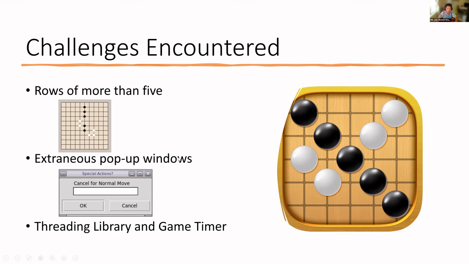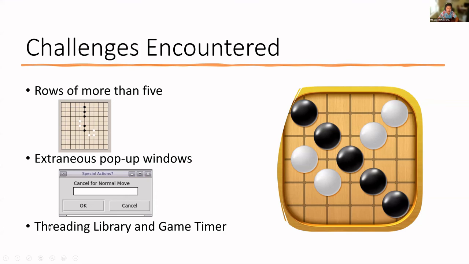Next, there was the extraneous pop-up window problem, where here's a pop-up window as you can see here. At first there were no special action buttons in my Gobang project. Instead, every time you placed a piece, this kind of pop-up window would show up to ask for a special action. And counterintuitively, it's actually really easy to do in comparison with the later special action buttons. However, it was really, really annoying. So we removed it and added the special action buttons. It took some work, but we managed to get it.